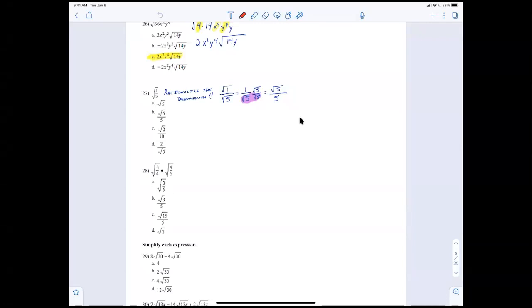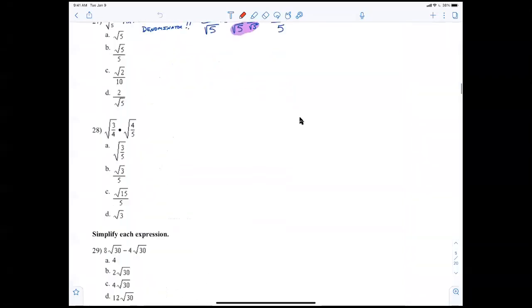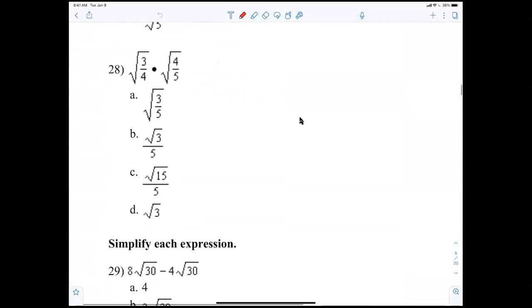Now for question 28. Remember on 28, it's just like multiplying regular fractions together. So someone tell me, what can I do with the two fours? You cancel them, right? So now that's just the same as the square root of 3 over the square root of 5.